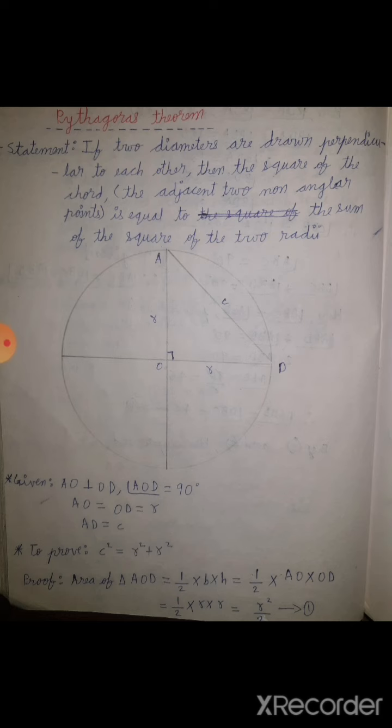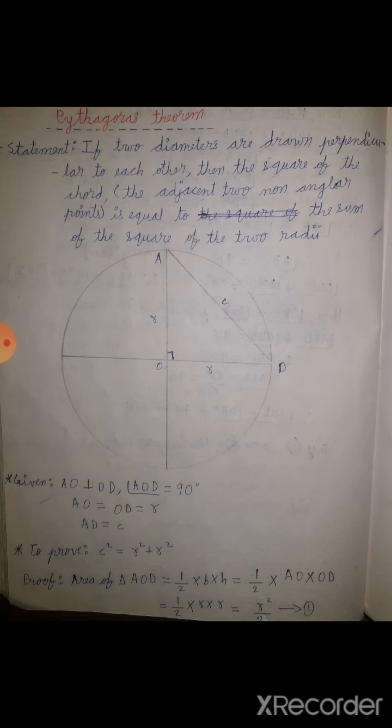So let us see the given. AO is perpendicular to OD. So angle AOD equals 90 degrees, and AO equals OD, because they both are radii of the same circle. Then AD equals C, that is, it is a chord. So to prove: C square equals R square plus R square. Proof. So let us start the proof.